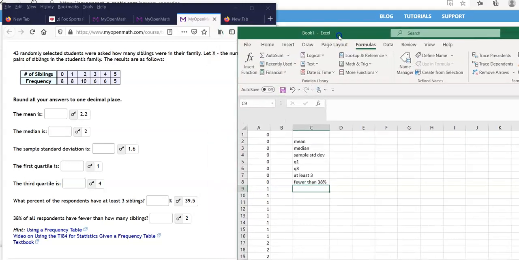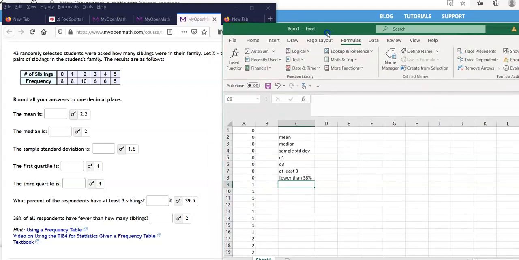Okay, a lot of people seem to be wondering how to do a problem like this, so I'm going to just do this one and send it out to you. It's easier to do it by video than try to type it out by hand. So the first thing you have to do is type in all of these numbers in Excel.